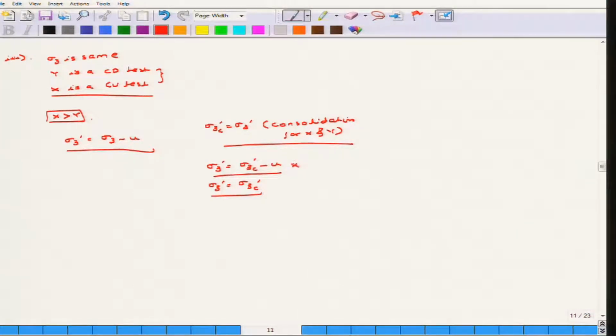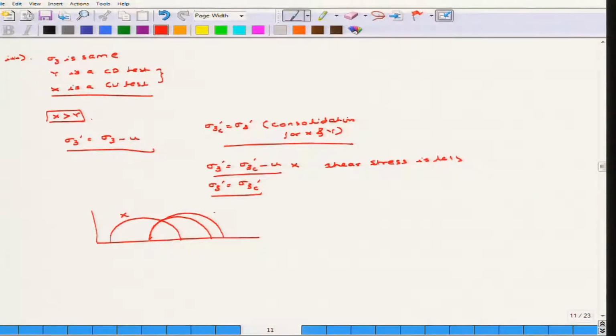So since x was subjected to a lower confining pressure, obviously the shear stress in this case is less. And as you can remember, the graph is somewhat like this, so this is for x while this is for y. This is sigma 3 dash, this is sigma 3, this is sigma 1, and this is sigma 1 dash for x, sigma 1 dash for y. So obviously x is subjected to a lower shear stress compared to that of y.